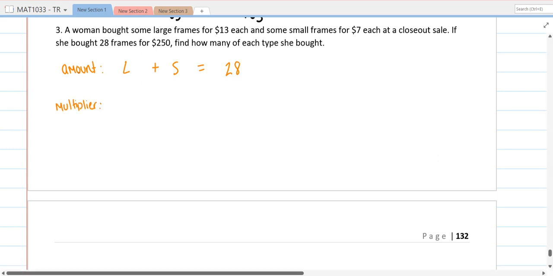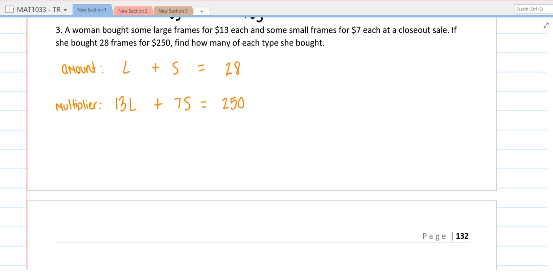Okay, then you have your multiplier where we get into the details. So the large frames were $13 each, so I had $13 times however many large frames. And the small frames were $7 each, so 7 times however many small frames. And I know exactly how much I spent, which was $250. So this one I don't need to do any manipulation to. I know that I spent $250. So the multiplier is just how much I spent depending on how many of the frames.